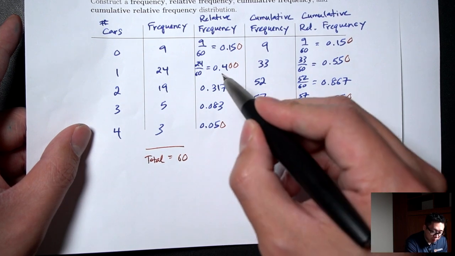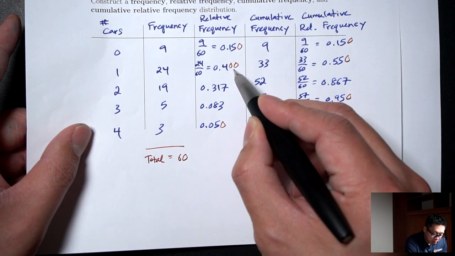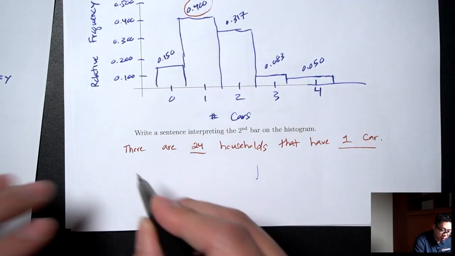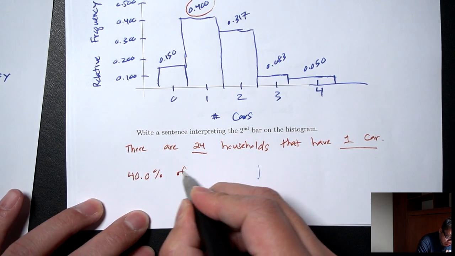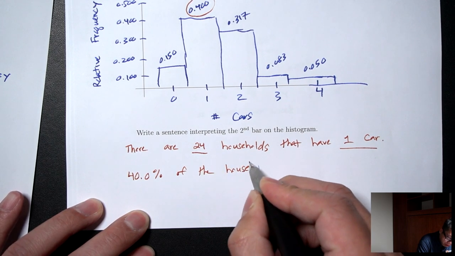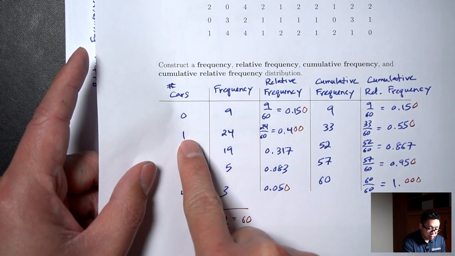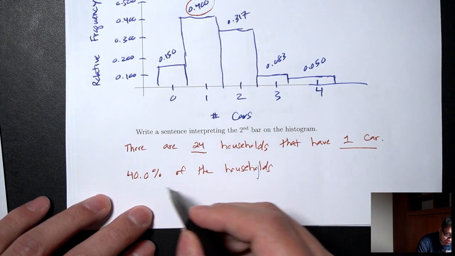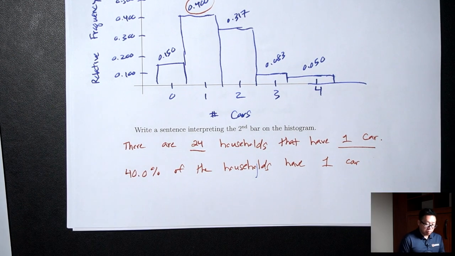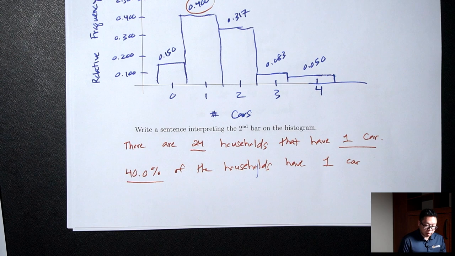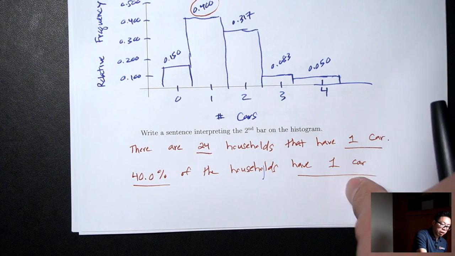Now, the 0.400. Anytime we are interpreting a relative frequency, I want you to convert it to a percent. So we're going to move the decimal point 2 to the right, which is the same thing as just multiplying by 100. Two to the right, it's 40.0, so that's 40.0%. So 40.0% of the households. And what's special about these 40%? These 40% have one car. So 40% of the households have one car. I'm looking for the 40% that you converted to a percent, and then what's special about the 40%? They have one car.